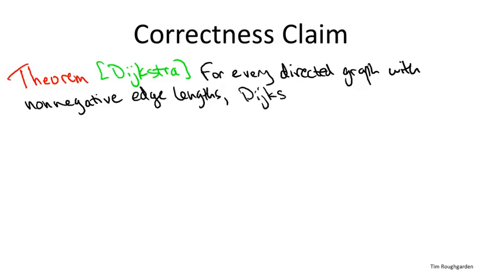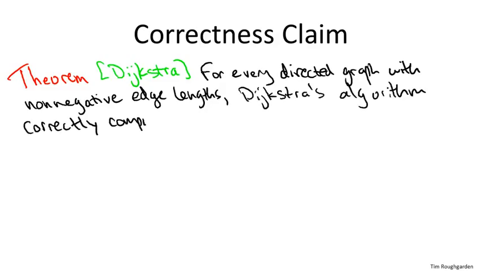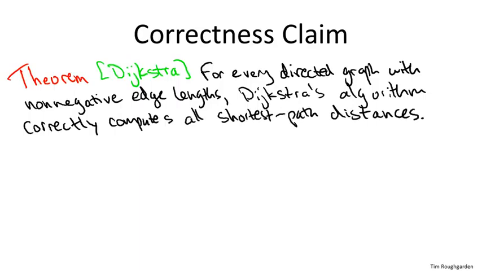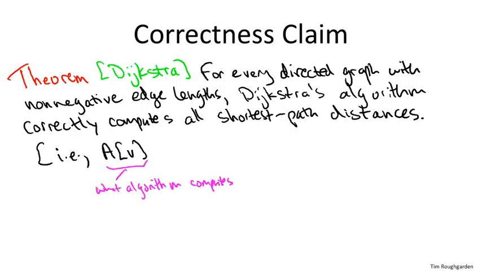So the claim is that for every directed graph, not just the 4-node 5-arc example we studied, as long as there's no negative edge lengths, Dijkstra's algorithm works perfectly. It computes all of the correct shortest path distances. So just to remind you about the notation, what does it mean to compute all shortest path distances correctly? It means that what the algorithm actually computes, which is A of V, is exactly the correct shortest path distance, which we were denoting by capital L of V in the previous video.